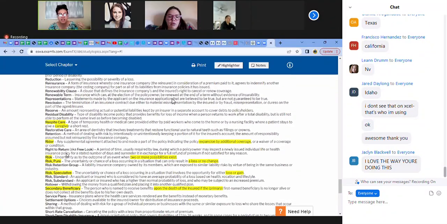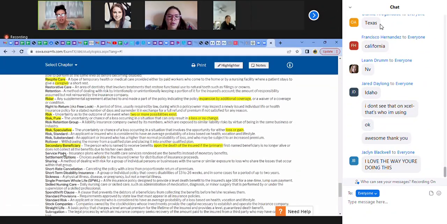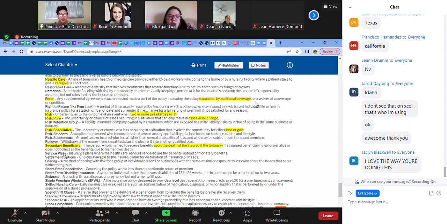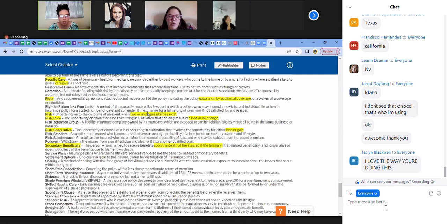Definitions that are on the test at some point. They're specific and they're all on the test. So when we talk about a risk, it has two or more possibilities. That's the risk. They could word the question: if it has one possibility, is it a risk? True or false, or yes or no. Two have to exist for it to be a risk.